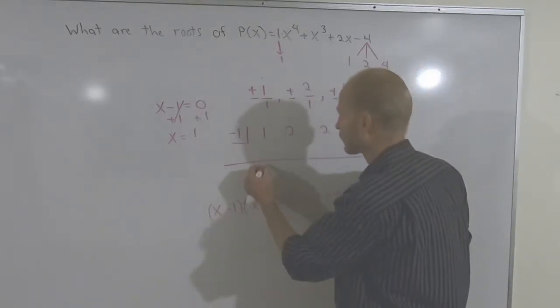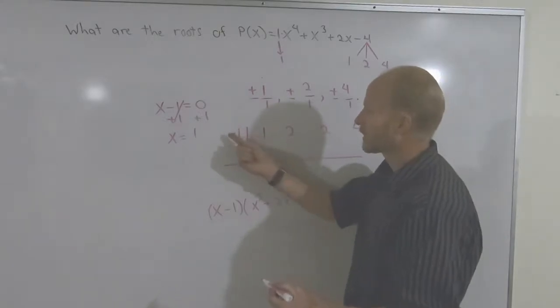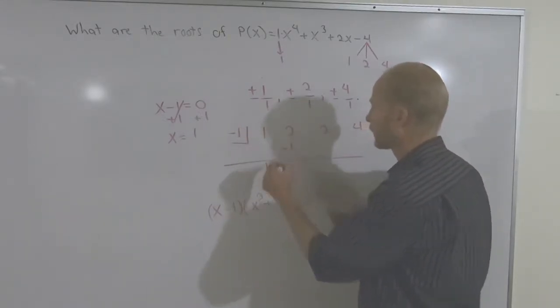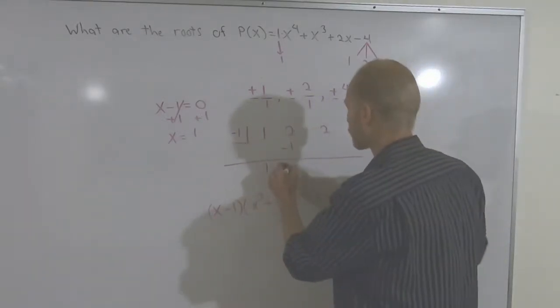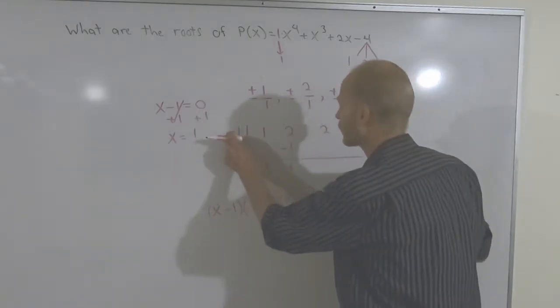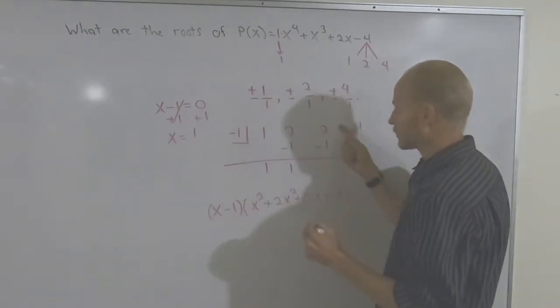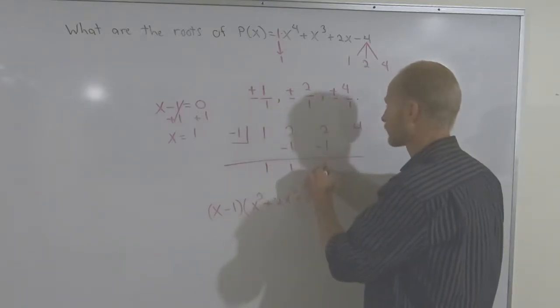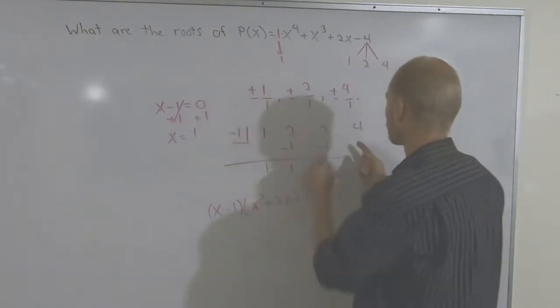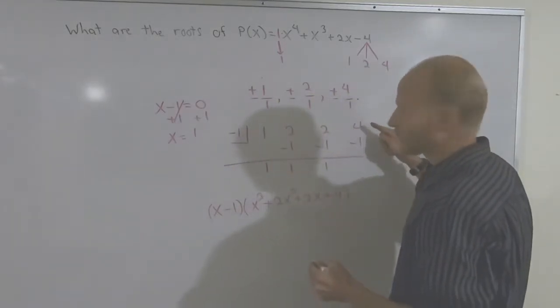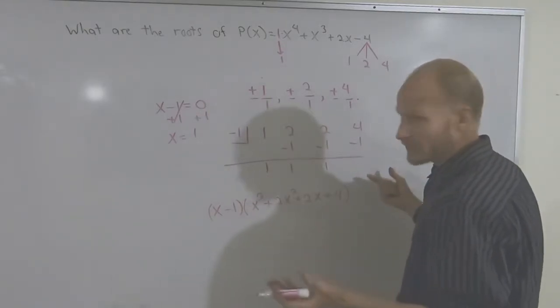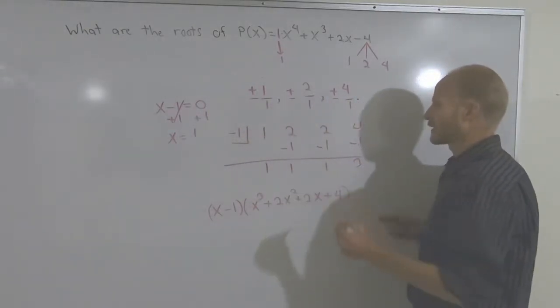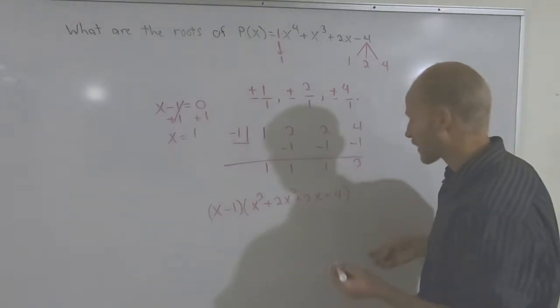Drop your first term. 1 times negative 1 is negative 1. 2 minus 1 is 1. 1 times negative 1 is negative 1. 2 minus 1 is 1. And 1 times negative 1 is negative 1. Unfortunately, 4 minus 1 is not 0. It's 3. So I have a non-zero remainder again.